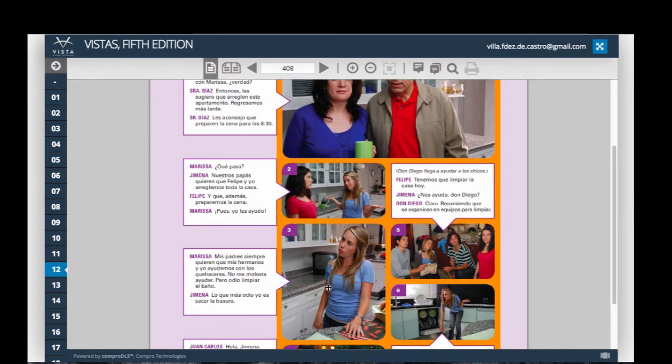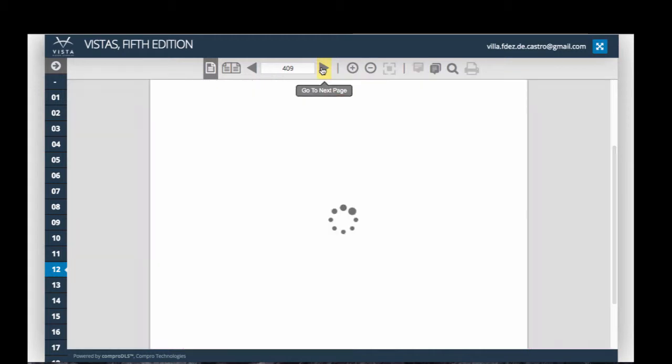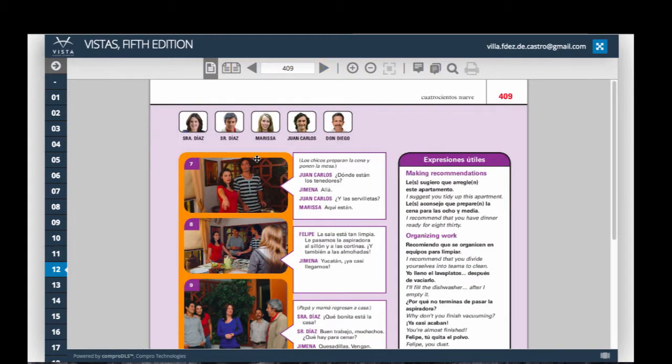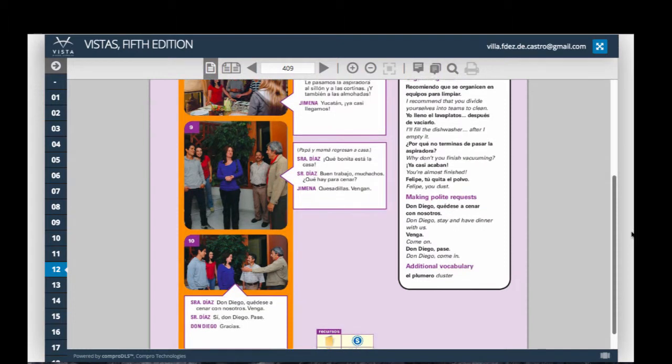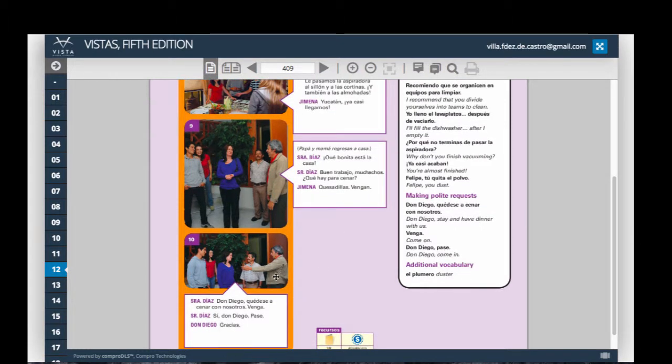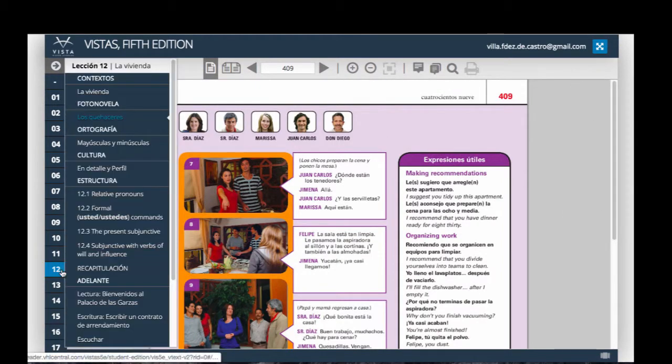And this is Marisa who helped them, but also, where's the other guy who helps them? Juan Carlos, this guy, and ¿dónde está el otro? There's another guy who helps him. Don Diego. Don Diego also, here he is, Don Diego. Don Diego also helps them, this guy here. He helps them clean up the house. So that's one of the things that will be asked.